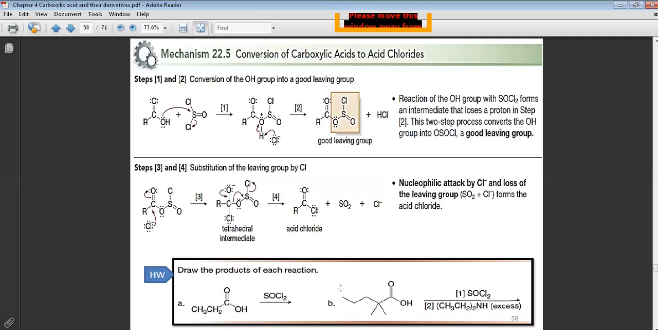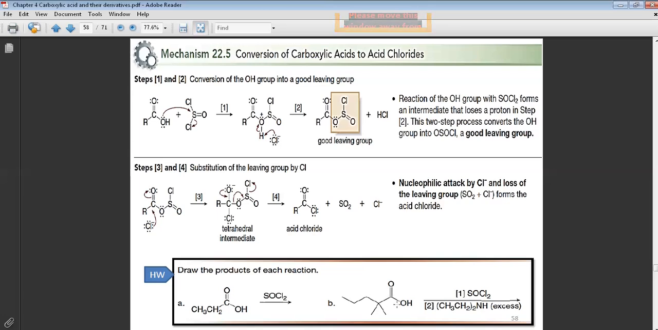Draw the product of each reaction. We have this carboxylic acid and thionyl chloride. That means we just remove the OH and put a chlorine. This is the mechanism. Okay, look here. He converts the carboxylic acid first to the acid chloride, and then with an excess of the secondary amine, this is a secondary amine, the final product will be an amide, a tertiary amide. Be careful, we have two reactions here, reaction 1 and reaction 2. That means we will have a tertiary amide.